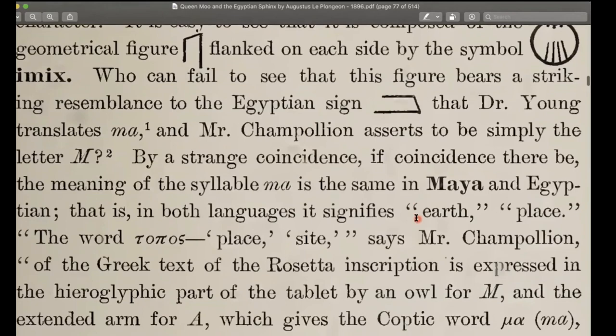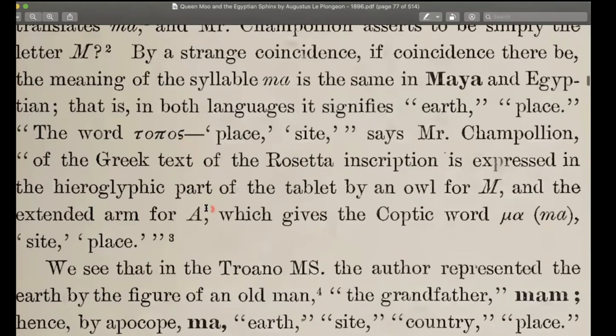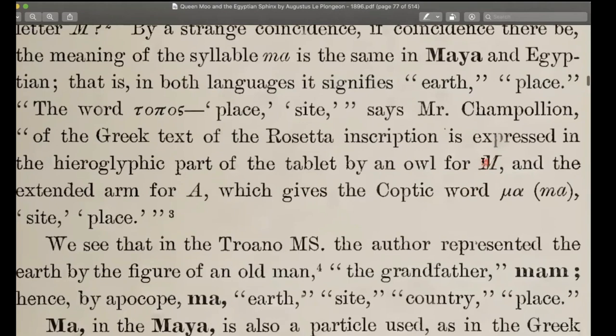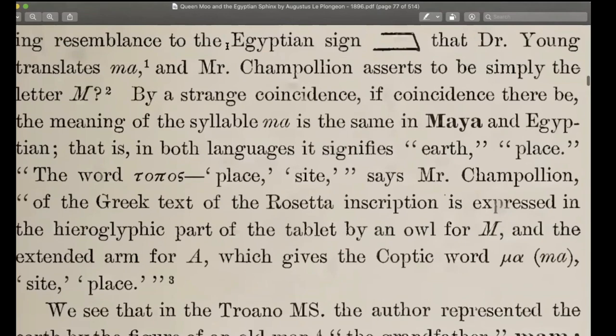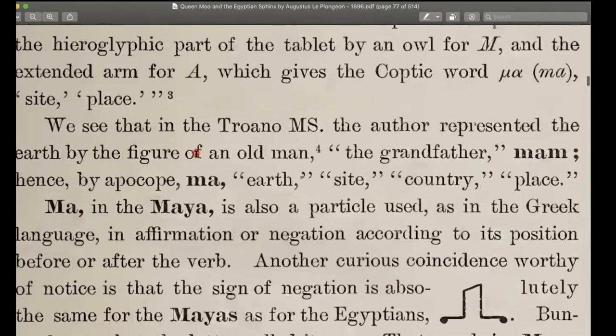Continuing the word, and it says this, place, or site, says Mr. Champollion, of the Greek text, all right, this is Greek, of the Rosetta inscription is expressed in the hieroglyphic part of the alphabet by an owl for M and the extended arm for A, which gives the Coptic word Ma, site, place. So same, you see how that is universal, Ma, and where it originates in Mayak over here. We see that in the Toronto manuscript, the author represented the earth by the figure of an old man, their grandfather, mom, hence by apocope, ma, earth, site, country, place.